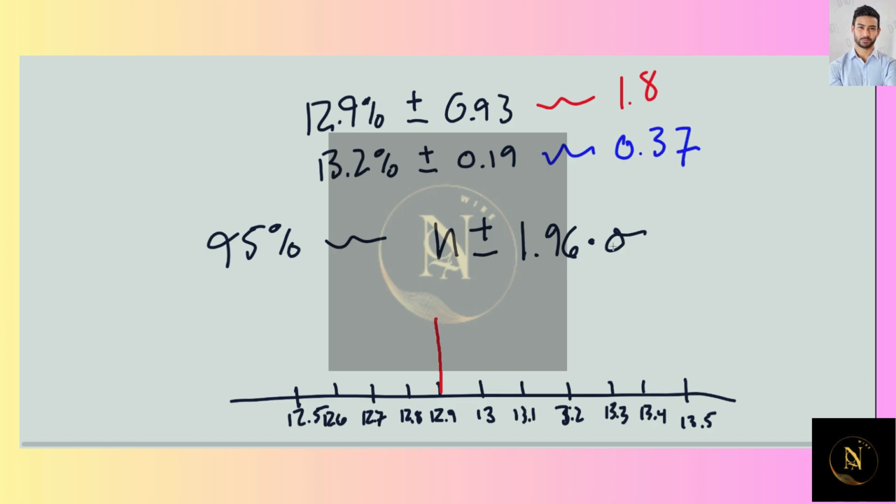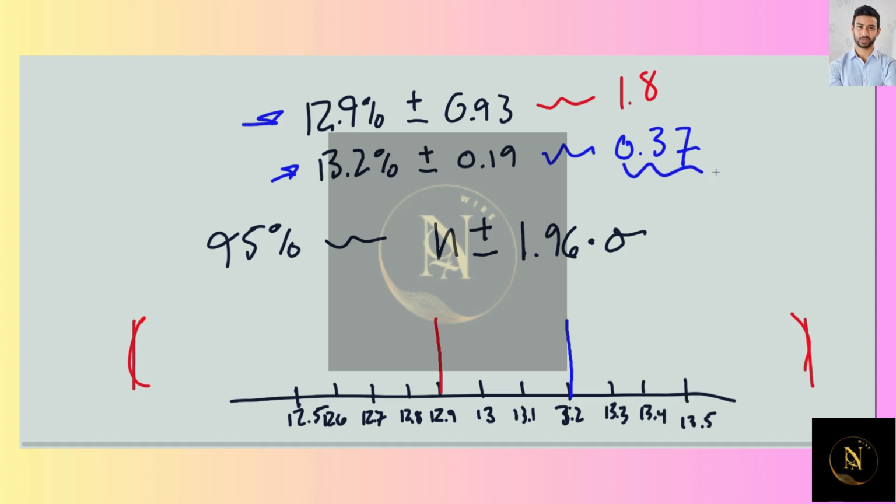Okay. So first we can start from 12.9 and we add 1.8 to it. So that's going to be way out here. That's going to be like 14 point something. Okay. And then we subtract 1.8 from it and it's going to be way over there. So already we can see that the mean 13.2 is contained within the bounds of the 12.9 sample's 1.96 standard deviations, right? The 95% confidence level.